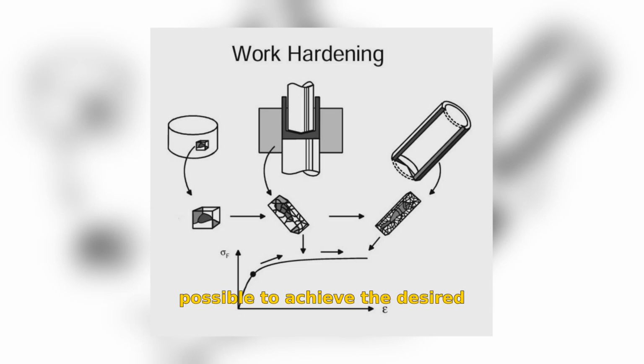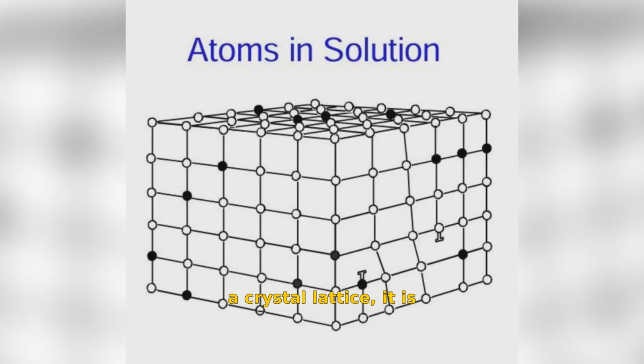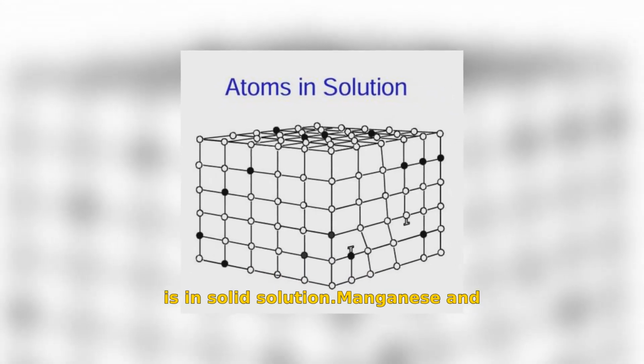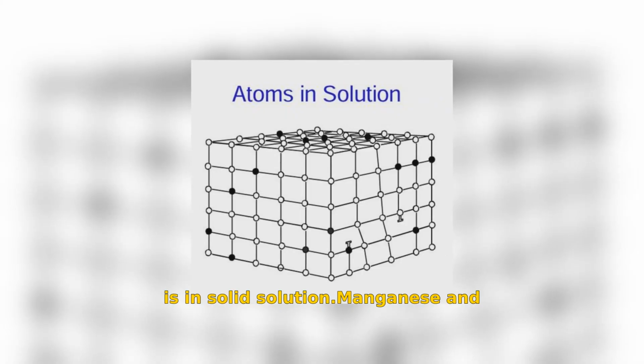It is possible to achieve the desired combination of strength and ductility through a controlled heating process called partial annealing or back annealing. When atoms from another metal replace aluminium atoms in a crystal lattice, the alloying element is said to be in solid solution. Manganese and magnesium are typical examples of alloying elements in solution in aluminium.